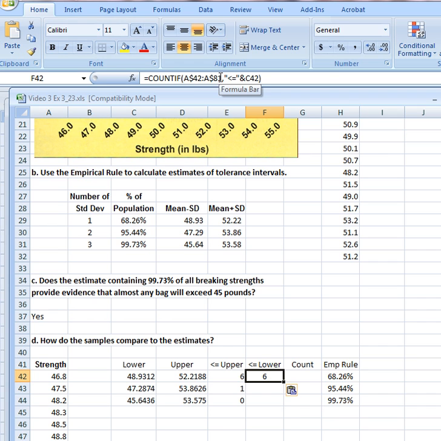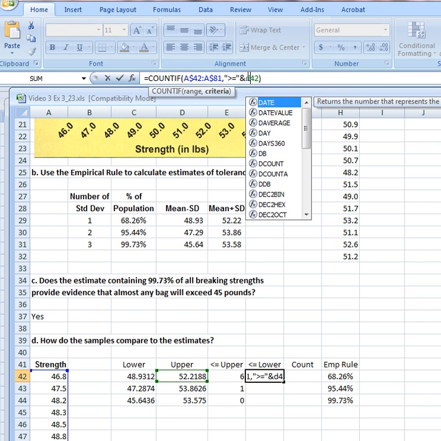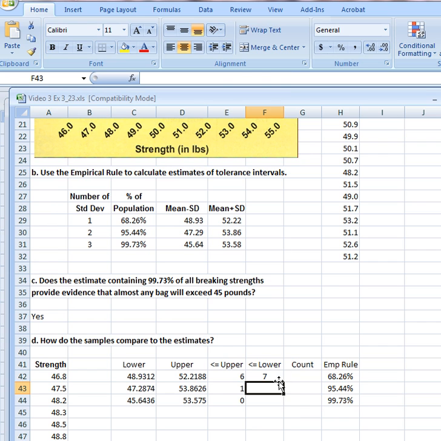But rather than have a less than, I'm going to have, where's the greater than here? Greater than, there we go. Greater than or equal to. Whoops. Oh, I've got to change the reference, don't I, from C to D. So that says there's 7. And again, I've still got my dollar signs in here, so I can just pull down like that, okay?